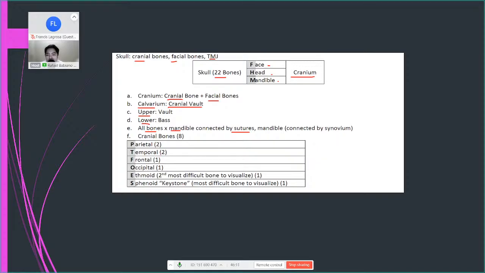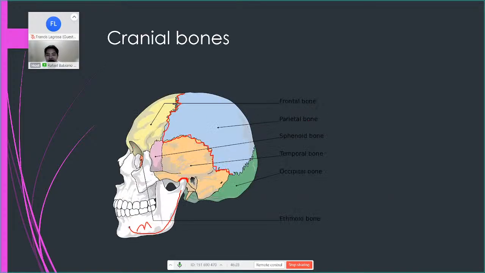So first, let's talk about the bones in your cranium, or cranial bones. There are 8 cranial bones. There's a code, PT-FOS. Every letter again has a corresponding meaning. So PT-FOS. Let's start with P, parietal bone. The parietal bone is the top bone of your head. Here, right? I'll point to it. This is the parietal bone.